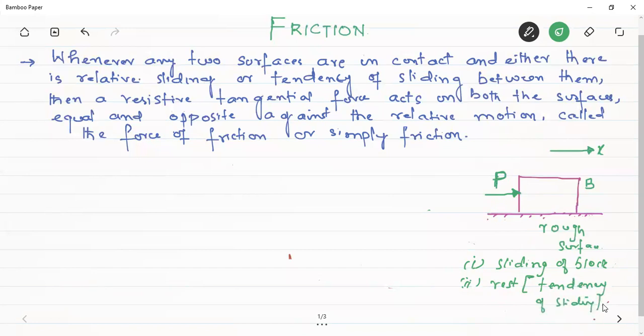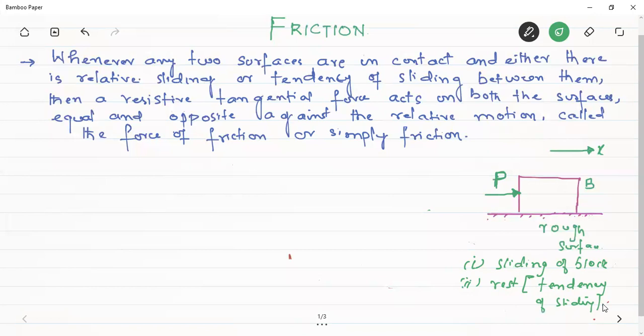That is, there will be two implications. First is that the block will start sliding in the direction of the applied force, and second is that the block will remain at rest, but still it will have the tendency to slide in the positive x direction, which is the direction of the applied force. Now, in both the cases, this sliding or the tendency of sliding will be resisted by a force that is acting tangential to the contact surface.